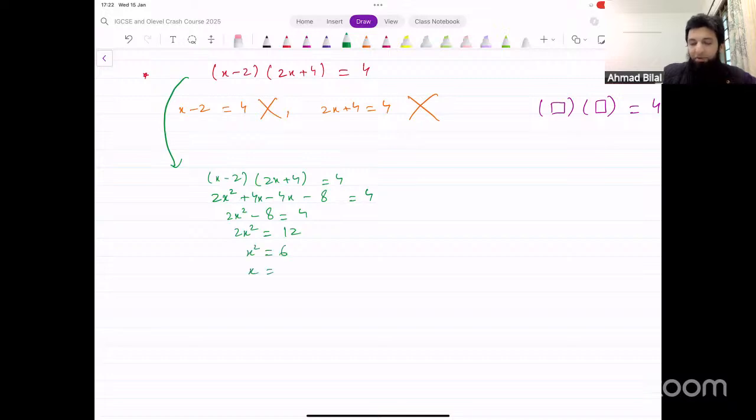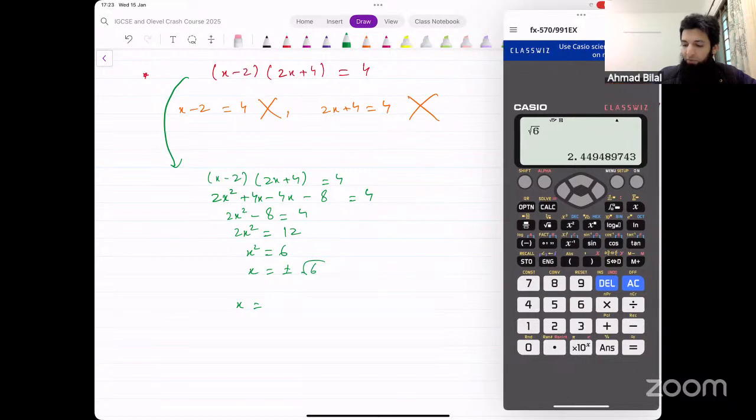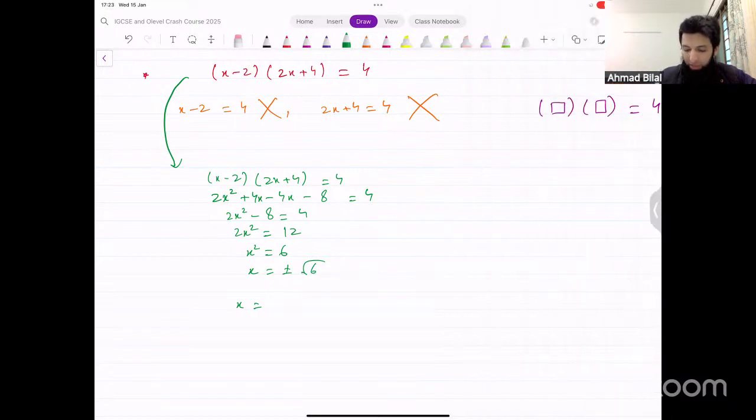And now we take the square root on both sides, but remember, whenever we take the square root, we have to put plus minus. So it's x equals plus minus square root of 6, and that's your final answer from this. This is the solution. If you want to write this in decimals, you can do this on your calculator. Square root of 6 is 2.449 to 3 significant figures. That would be plus minus 2.45. And these would be the two solutions that you got for this, 2.45 and minus 2.45.